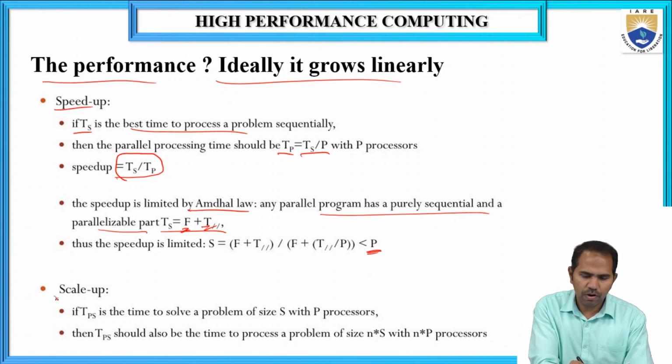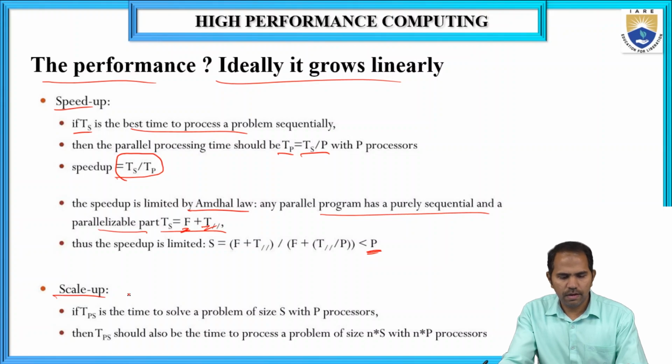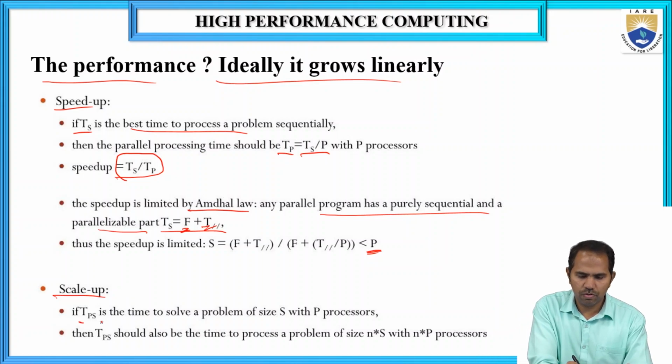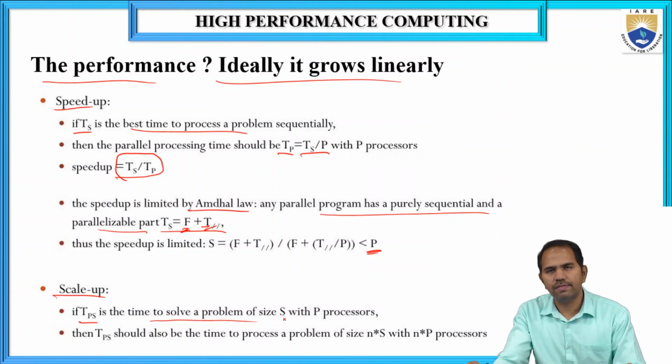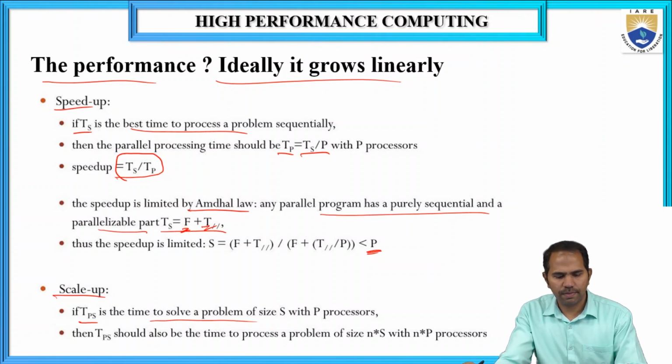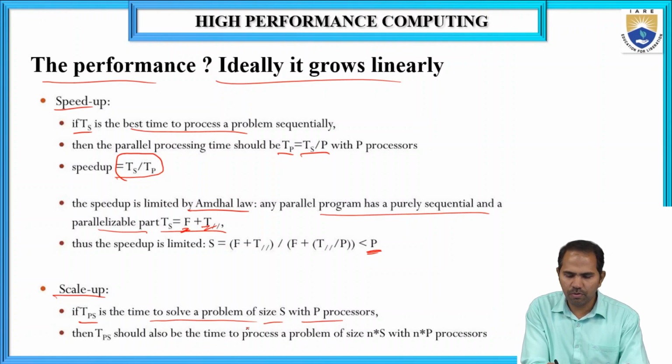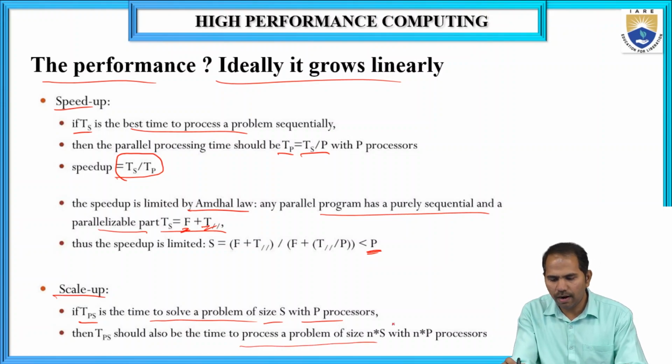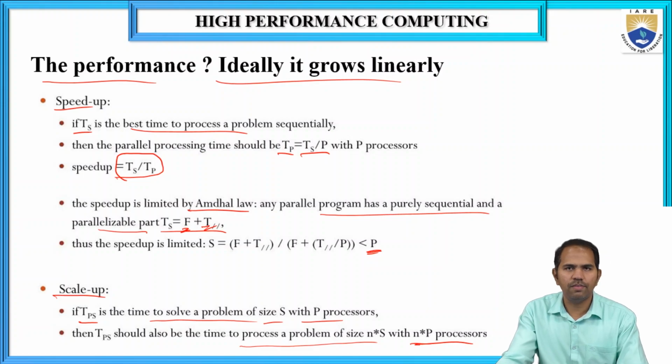And scale up, where we want to add more. Then we use TPS. Here TPS is the time to solve a problem of size S with P processes. S is the size, P is the number of processes. TPS should be the time to process a problem of size N times S with N times P processes. So this is the performance evaluation, speed up as well as scale up.